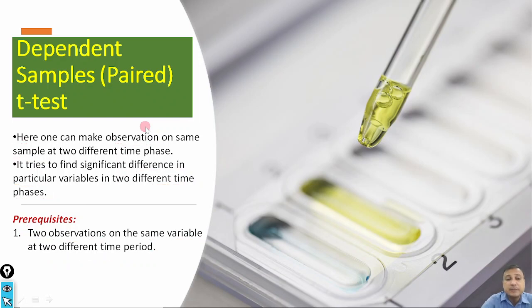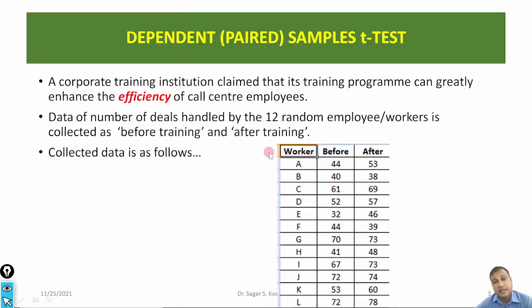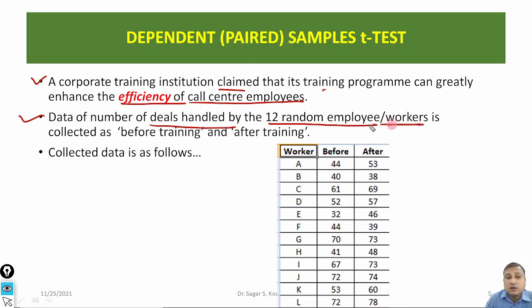To understand this in a better way, let me take you all to one example. Here is a corporate training institution which claims that its training program can greatly enhance the efficiency of call center employees. So the data of the number of deals handled by 12 random employees or workers is collected as before training and after training. So workers are the same, respondents are the same, but the data has been collected at two different time phases, before the training and after the training.